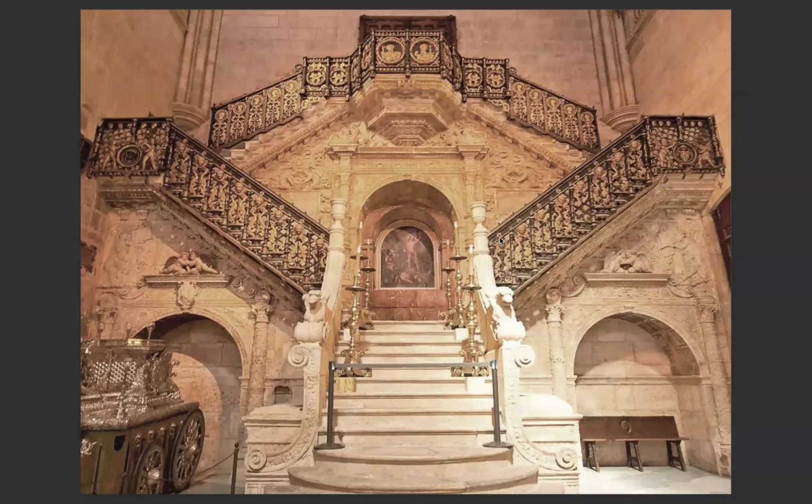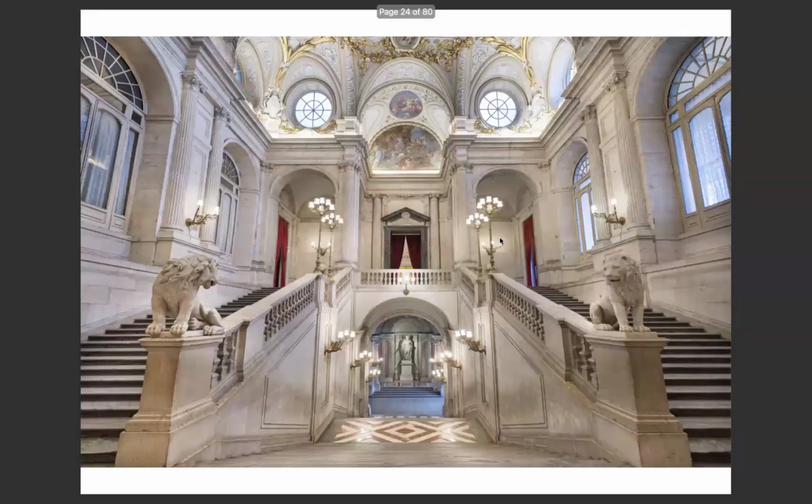A very interesting cantilever, a very interesting usage of the classical language, and something that is in between two worlds. It's in between the classical and the medieval, as most of the Spanish Renaissance, and by extension, that's what goes to America.